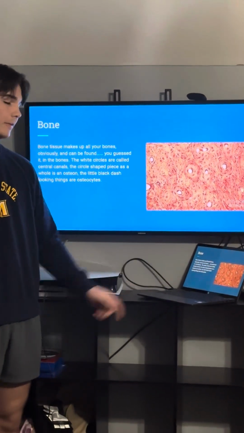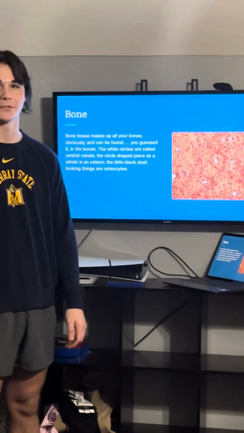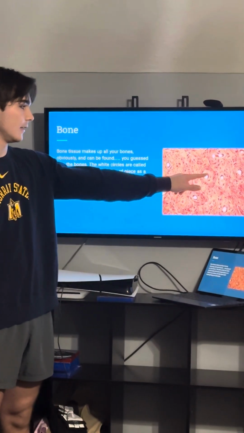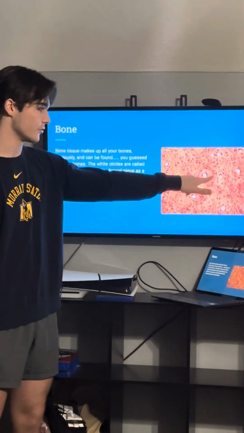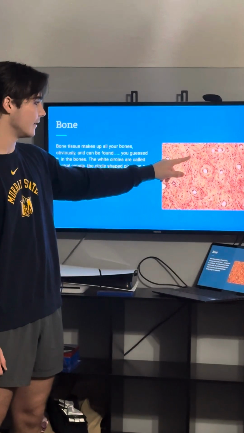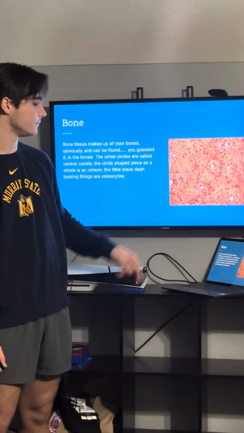Next we have bone. Bone tissue is where you guessed it, in the bones. Right here we have the central canal, and then these larger circles as a whole, they're called osteons. And the little black dashes are osteocytes.